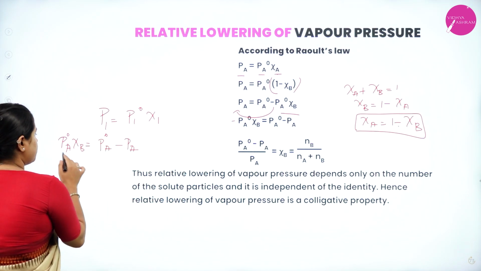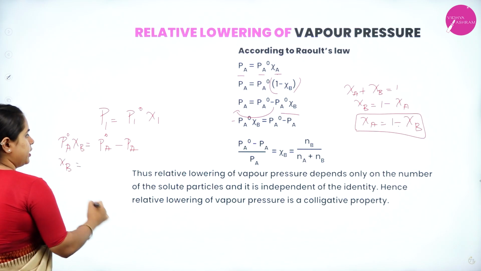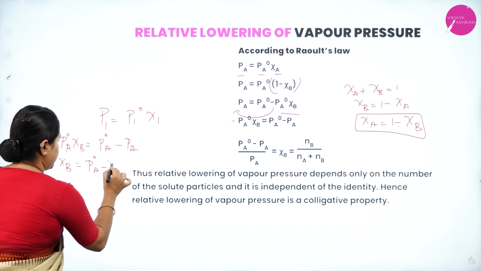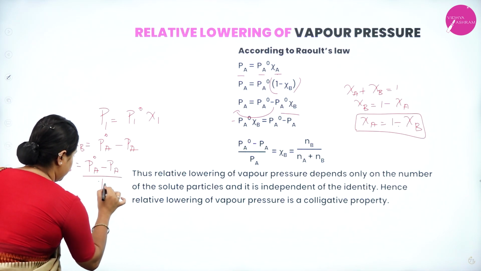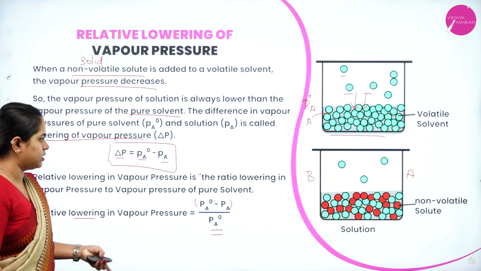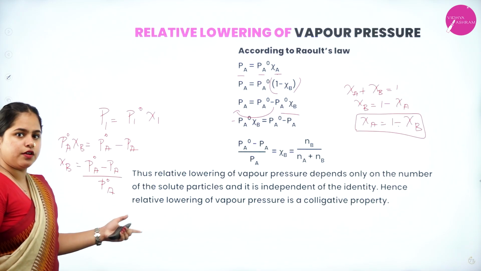Right. Now, in terms of chi B, I have to write chi B is equal to, so this will remain as it is. P naught A, I am going to take it to the other side. So what you will get? P naught A minus PA divided by P naught A. So you will get this. Now, you have seen this equation already somewhere. What is this equation? This is relative lowering of vapor pressure, right? So what can you understand from here?